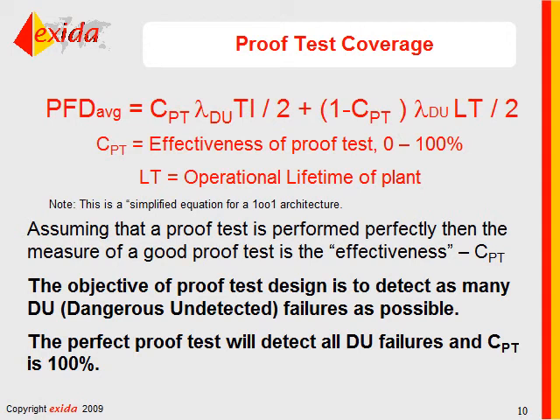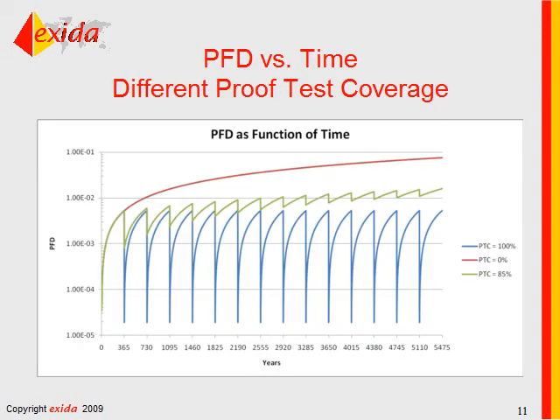If you have a perfect proof test, your proof test coverage will be 100%. If you have arguably your worst case scenario, you will not detect anything, and your proof test coverage is 0%. So just as an indication of the effect of this proof test coverage on my calculated probability of failure on demand, just as an illustration here, I didn't calculate the average probability of failure on demand.